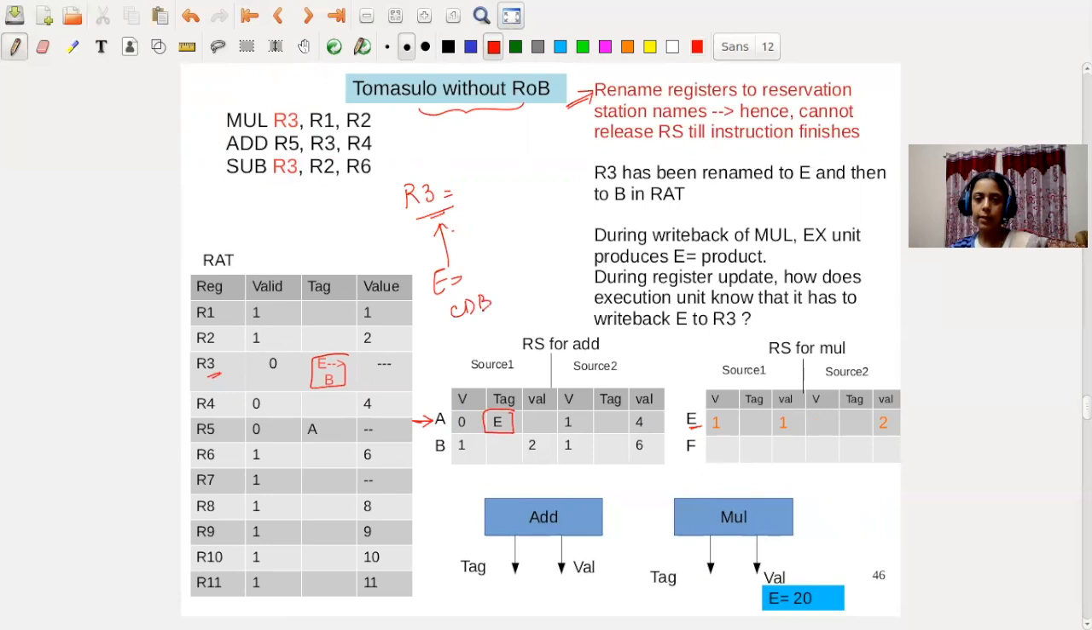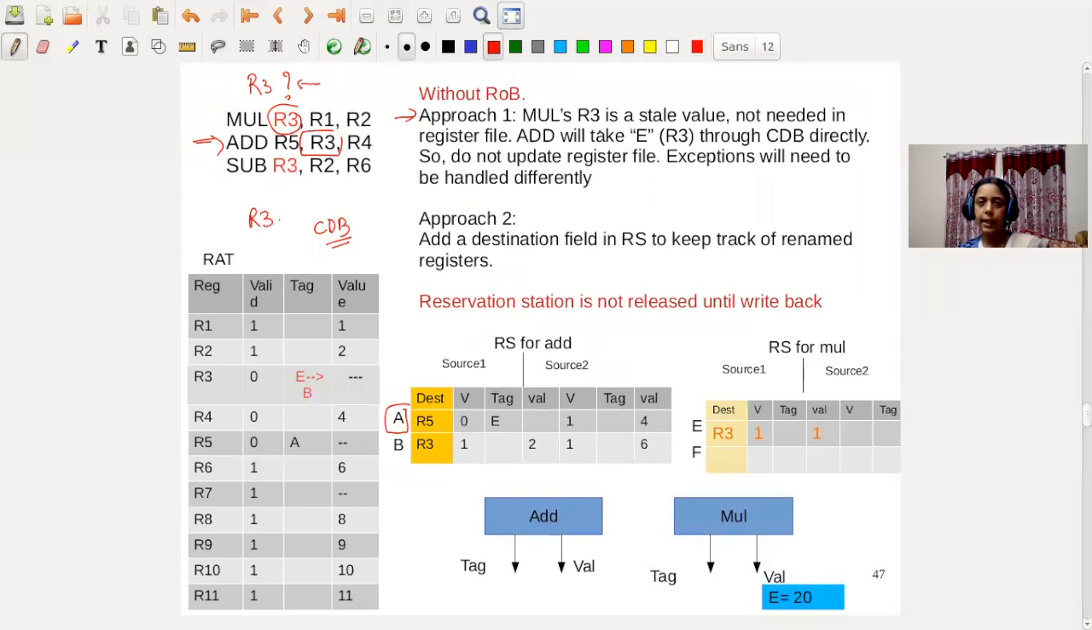So when the CDB writes the content E equals 10 or E equals 20, whatever, it is going to recognize the tag and take the content of this E here and continue with its execution. So you do not actually need to read from register R3. That's the first point. Any dependent instruction does not need to read the content from the architectural register R3. So one of the approaches is you do not need to update the register file at all because you do not have a connection between E and R3 in the RAT.